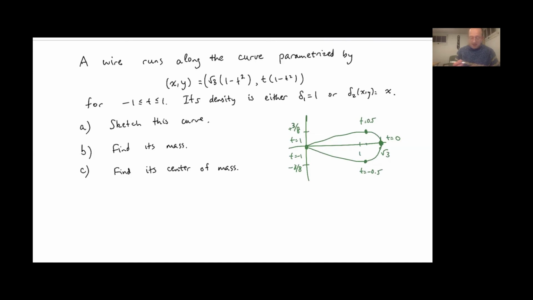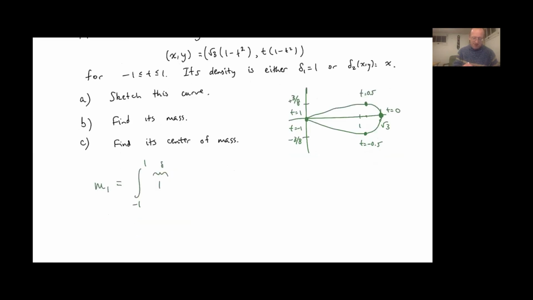First, let's find the mass. The mass, if we use our first density, density 1, would just be the integral for t equals -1 to 1 of that density times ds. I should have worked out ds before I started writing this down. We're going to write ds a bunch of times.